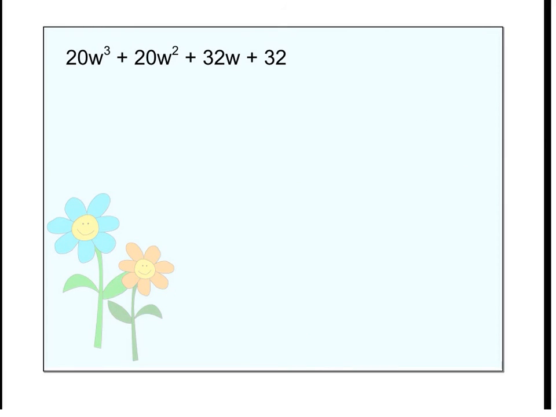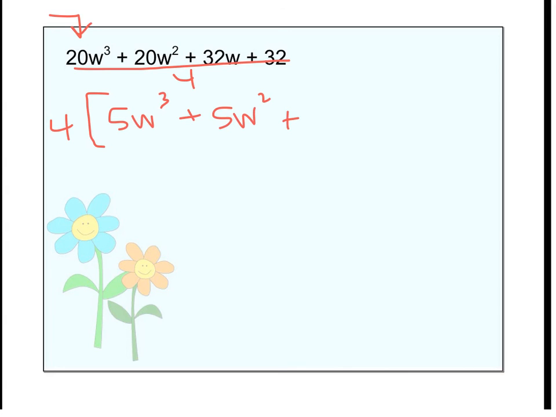Alright, this is our last example. Again, it might be a good idea to pause the video right now, try this on your own, and then watch and check my solution. Again, I see I don't have a 1 out front, so I'm going to check for a GCF. I have 20 and I have 32, so biggest number I can take out is just a 4. So I'm going to take a 4 out. So really I'm dividing them all by 4, which leaves me with 5w cubed plus 5w squared plus 8w plus 8. From here, same approach.